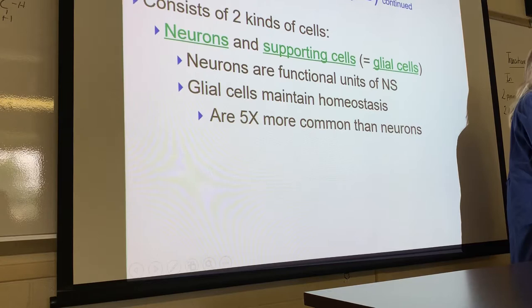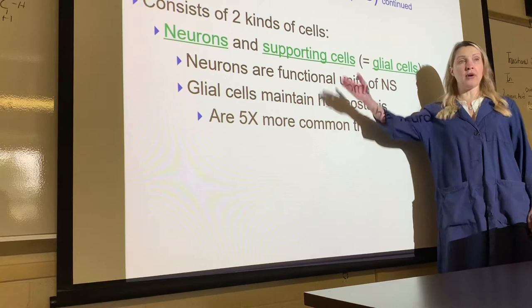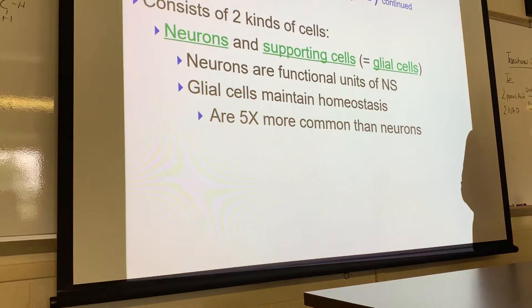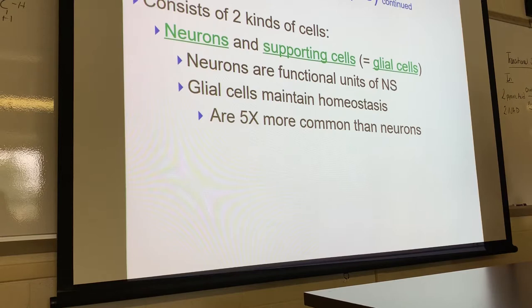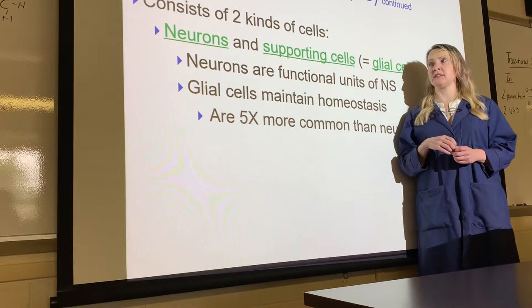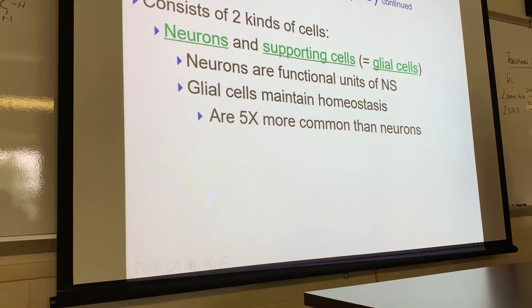There are two kinds of cells in the nervous system. There are the neurons, which are not nearly as abundant as the glial cells. In fact, the glial cells are 5 times more abundant. We're going to be taking a look at individual glial cell types in this chapter. To this point, we've just clumped them together in a general group. But glial cells help to maintain homeostasis and are very important for maintaining the health of the neuron, so we'll take a look at some of their functions.